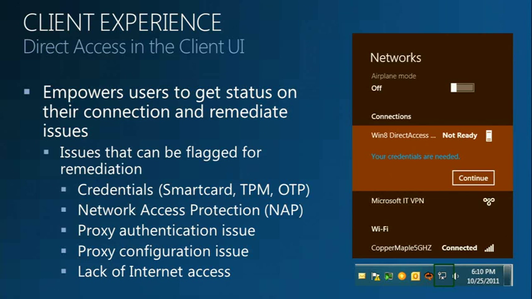We also now support proxy authentication. So proxy auth is now supported and notifiable within the client. And honestly, even things as simple as lack of internet access. It's fine if we can tell you through the traditional physical network connection that there's no internet access, but why not also tell the user within the DirectAccess section of the network charms that there's no internet access. So again, it's just trying to make it easier for the users to self-identify issues.